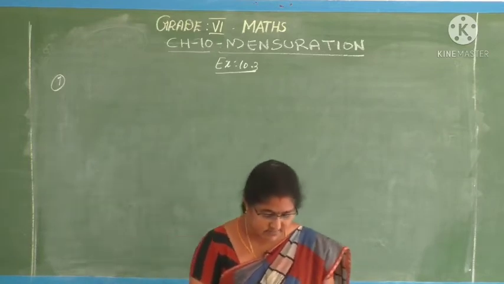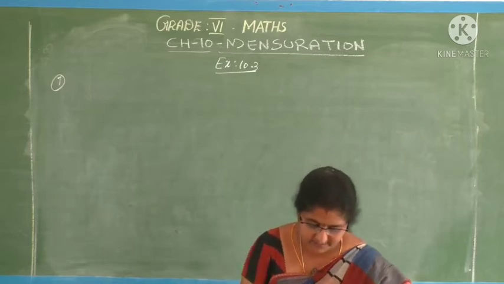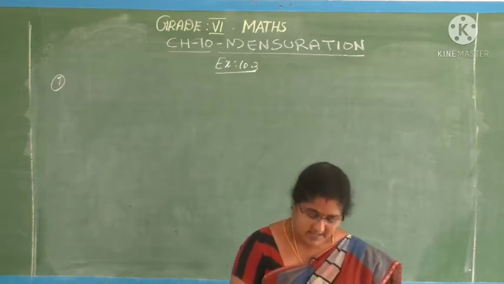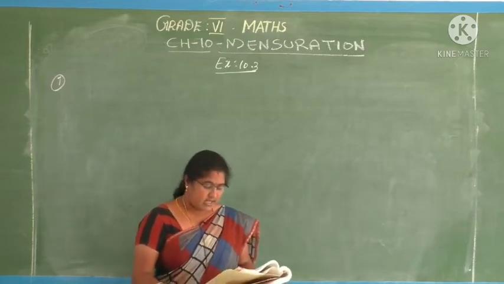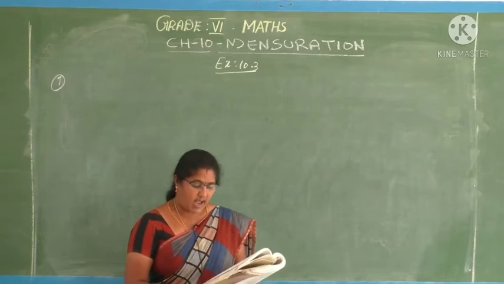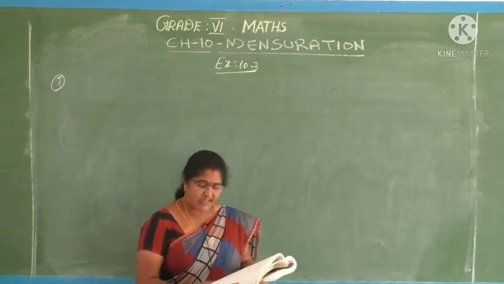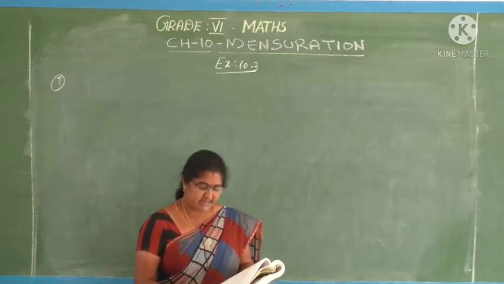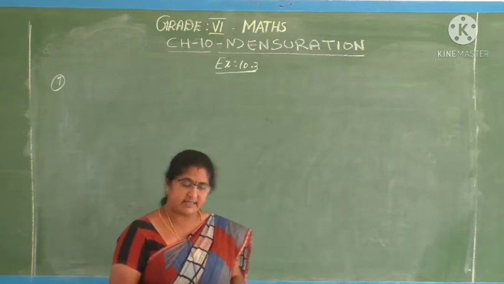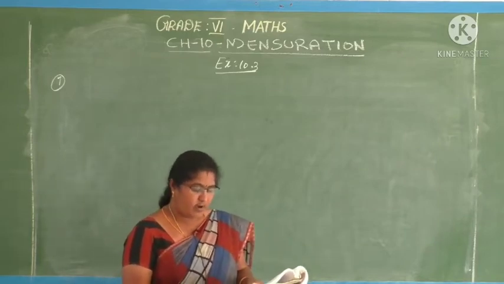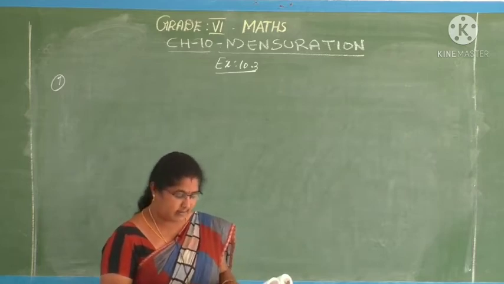Next, 7th problem. Take your book, page number 219, exercise 10.3, 7th question. See that? A room is 4 meter long and 3 meter 50 centimeter wide. How many square meters of carpet is needed to cover the floor of the room? Once again I read, listen to the question. A room is 4 meter long.